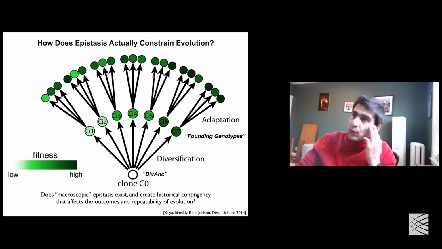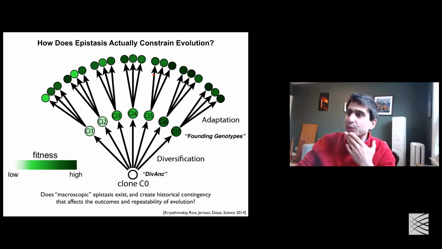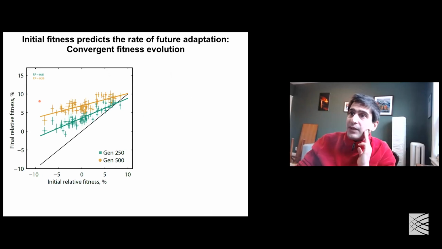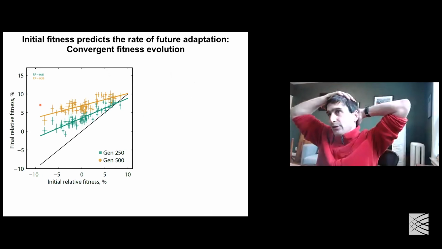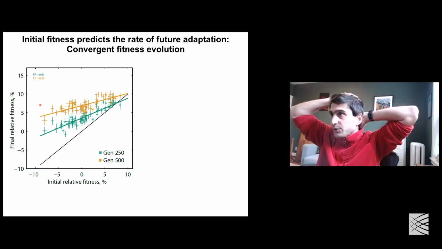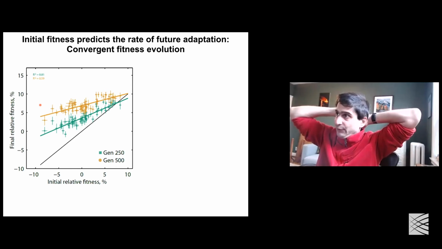And I don't want to get into this in great detail because I don't have that much time, and Gautam will talk about this presumably going forward. But basically the upshot is that the answer is yes, these first few mutations do constrain what happens going forward. And they do so via this predictable pattern of what we call diminishing returns epistasis, which leads to a convergent fitness evolution.